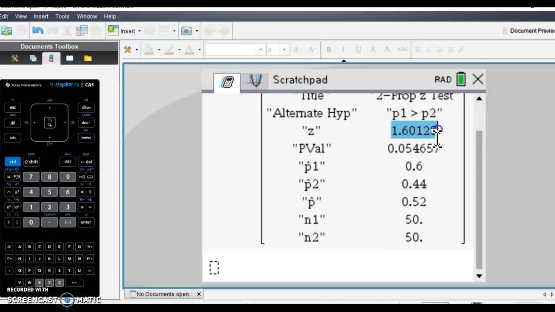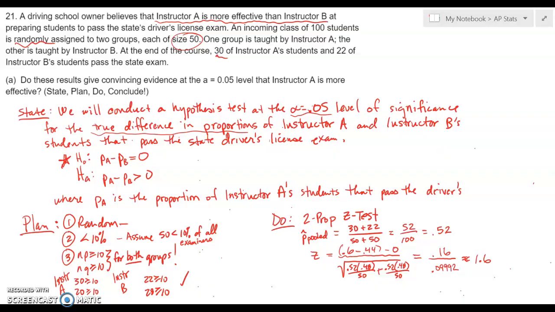We've got our z-score that we calculated over here. The p-value is what we're interested in to make our decision. It also spits out some other interesting stuff. Here's your pooled sample proportion of people that pass the test, and it's got some other information in here as well. For right now, a p-value of 0.055, we're going to use that and make sure that we report that back under the do. 0.055.